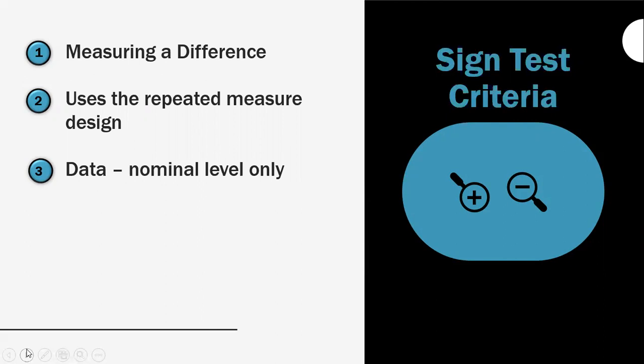And if you were asked a question in the exam, justify your choice of sign test, you'd say, well, it was measuring a difference, and you'd talk about the 2 conditions. It uses repeated measures design as the participant completes every single condition, and it only uses nominal data because the data can only be placed into categories. So those 3 questions help you choose the right test, but it also becomes your justification. So it's really important to make a note of that. So sign test, that's our criteria.